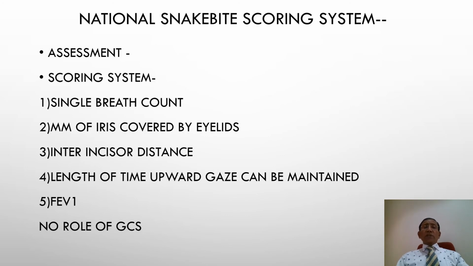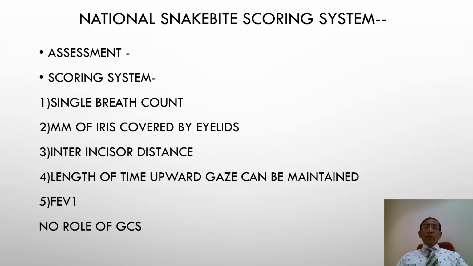There is a scoring system called the National Snakebite Scoring System for neurological assessment after snakebite, and there are 5 points. One is the single breath count. Ask the child to say 1, 2, 3, 4, 5, 6, 7, 8. This is called a single breath count. If the count is less than 10 to 15, then it is said to be positive.